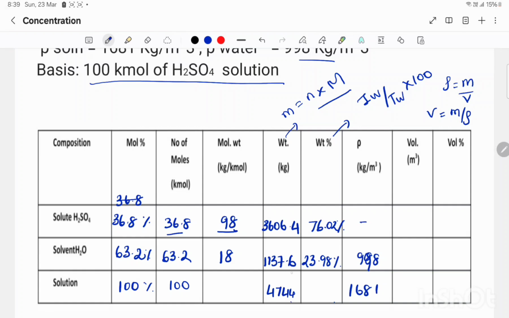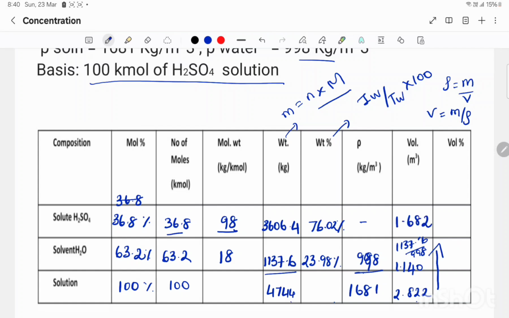The solvent mass is 1137.6, divided by 998, which will give us 1.140. And next, 4744 divided by 1681 for the solution will give us 2.822. So we know the total volume and the volume of the solvent. The volume of the solute can be calculated by subtracting the volume of the solvent from the total. That is 2.822 minus 1.140, which will give us 1.682.